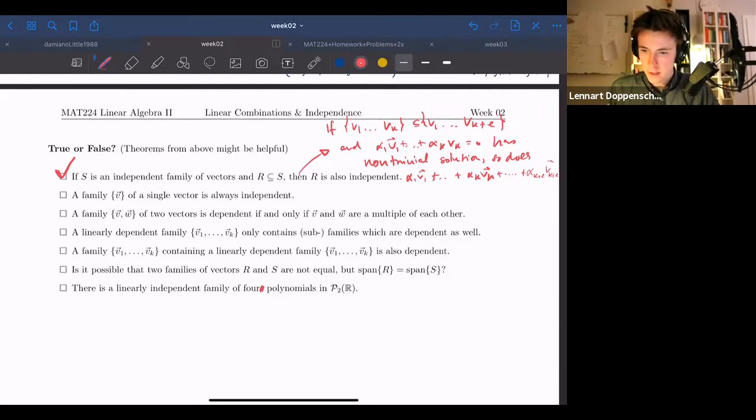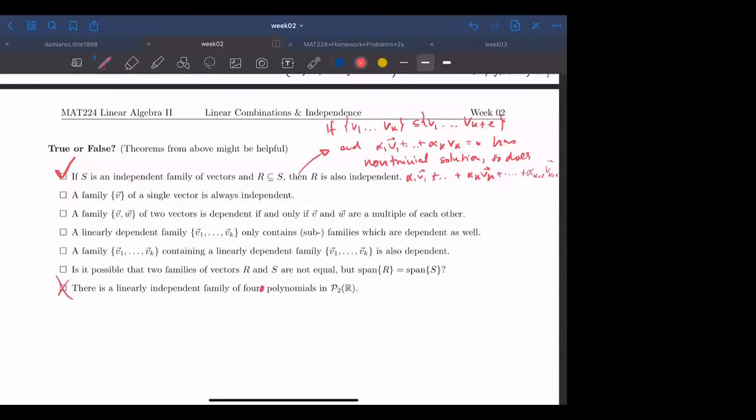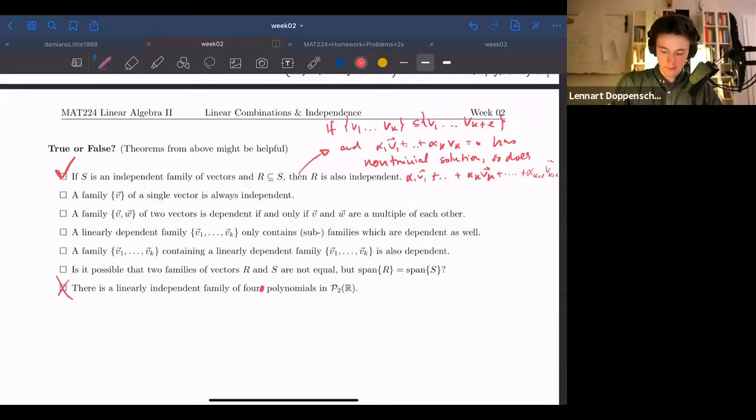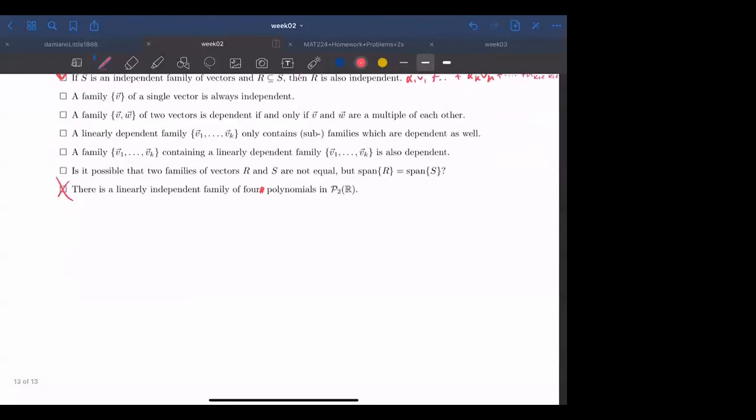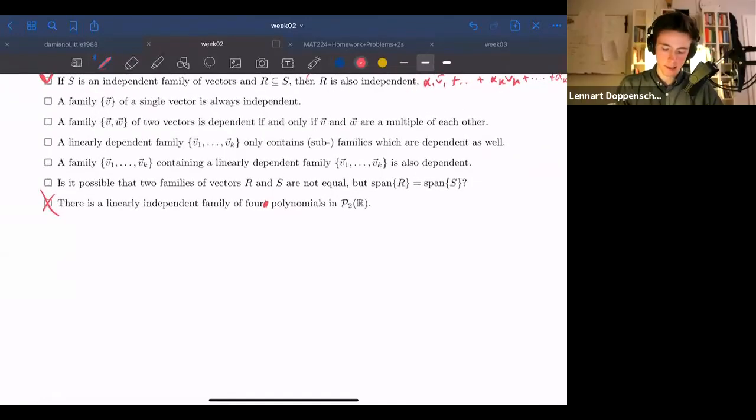Okay, Sijin, you said in the chat the last one is false. Can you explain that? I think it's because we can only have two independent polynomials in P2. It would be 3, because we also have the constant one. Yes, exactly.